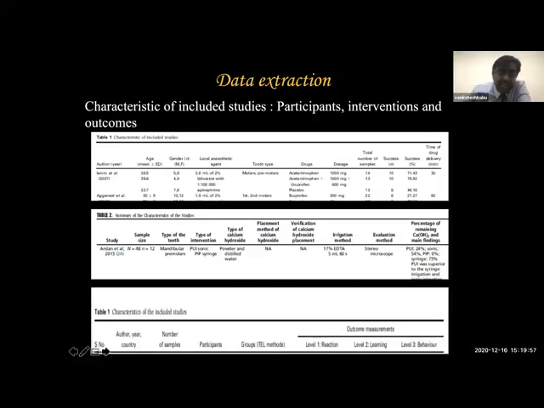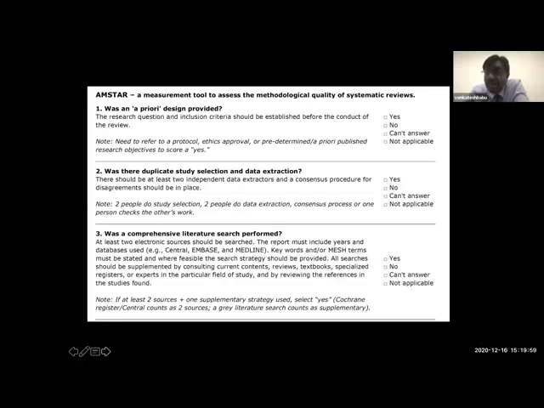Now the final part I will go to is the appraisal part of the systematic review. Here you have a tool called AMSTAR. AMSTAR is a tool which is used to assess the quality of systematic reviews. Totally, you have around 11 points which you have to check. The first point is, was an a priori design provided? It means the protocol has been registered anywhere. If you read the systematic review, you will come to know whether it has been registered or not. So that's why I told you a priori design is very important.